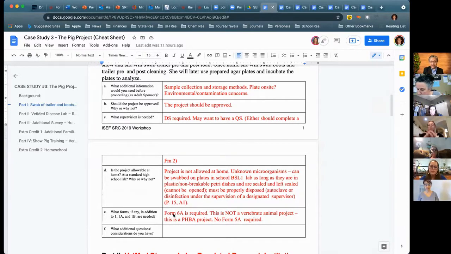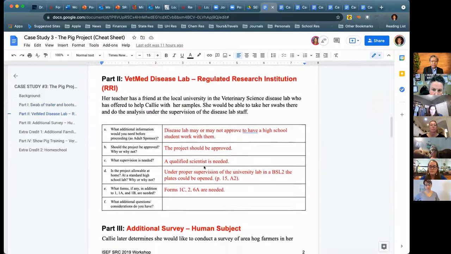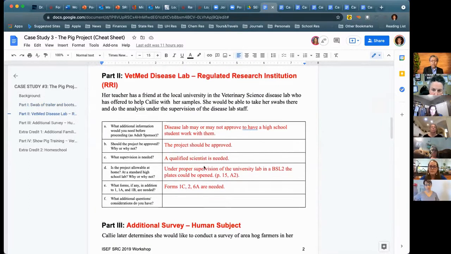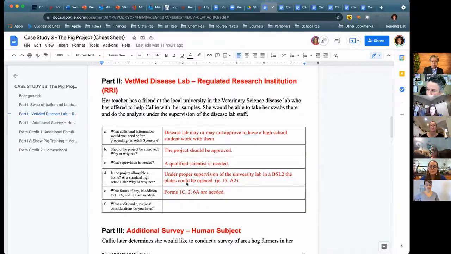Primarily, it cannot be done at home because this is swabbing and those things. You can get your samples directly and then place it in the plate, but seal it and then bring it to a BSL-1 lab. Part two is a vet med disease lab. So it has to be done in a regulated research institution, for sure, because it needs to be BSL-2.